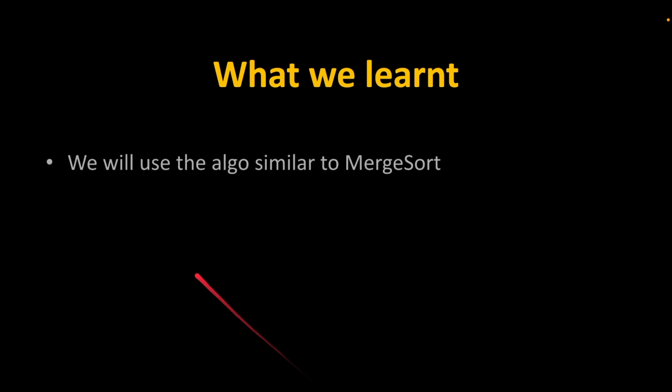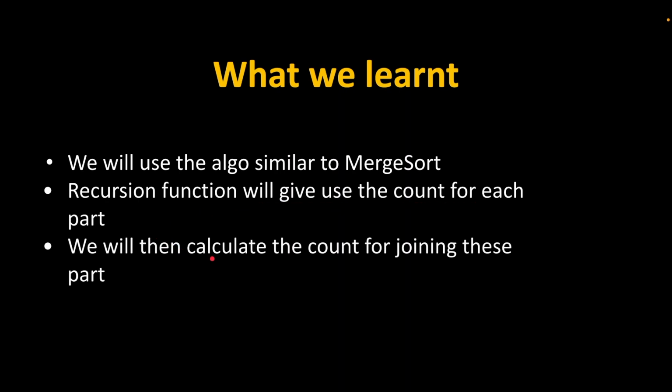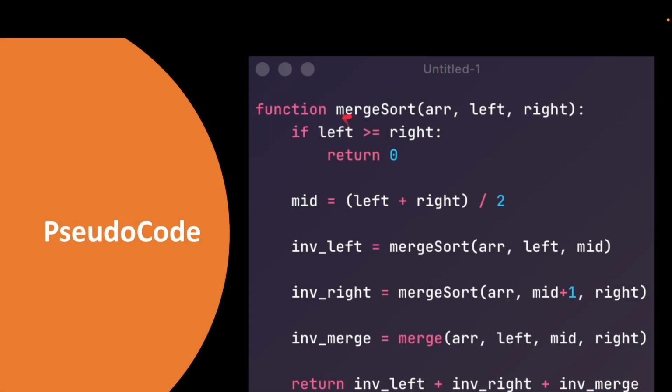So what we learned is that we will use an algorithm similar to merge sort. We will apply the recursion function which will give us the count for each part, and then at last we will count for joining the parts. We will find the mid and divide it into two halves, get the answer for the left half and the answer for the second half using recursion, and then at last we will join them, and our answer will be left plus right plus merge.